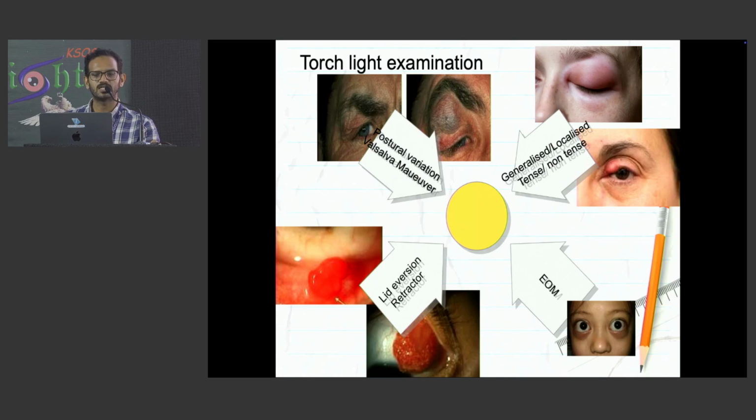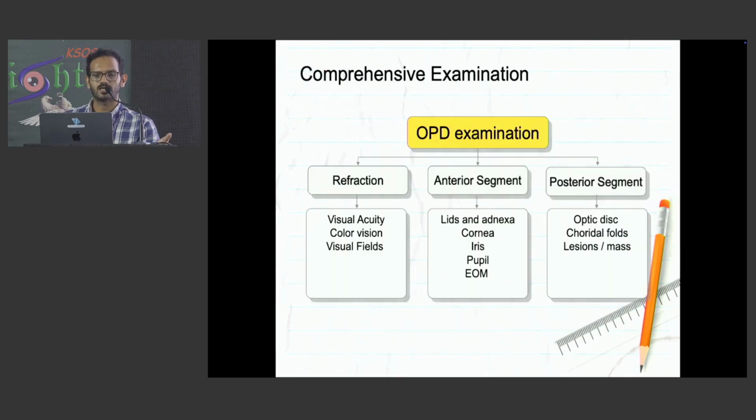Make sure that you evert the lid and see what's in there, and look for any postural variations, and ask the patient to do a Valsalva maneuver, because most of the vascular lesions can pop up with a proper Valsalva maneuver or a bend down posture. And last but not least, visual acuity, color vision, and visual fields if the child is cooperative, and make sure that you see through the lids and adnexa, cornea, and the posterior findings also, because sometimes a posteriorly located lesion can present with choroidal folds, and you may have some intraocular lesions also that you can corroborate with the present findings.